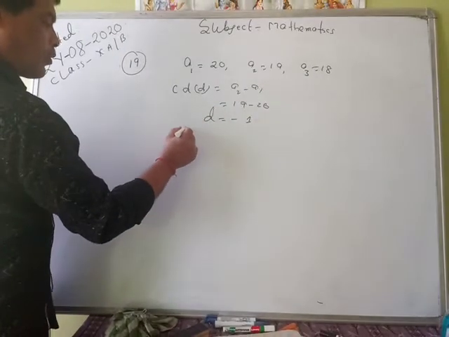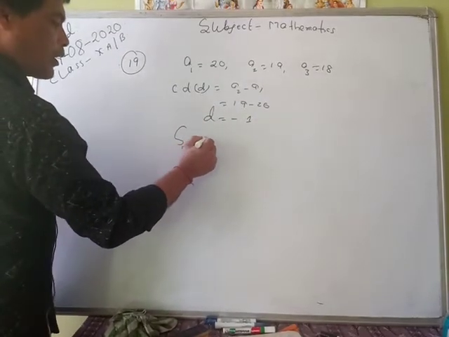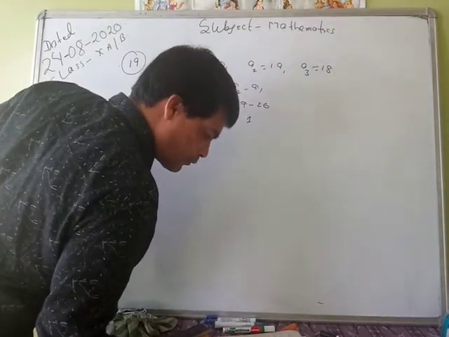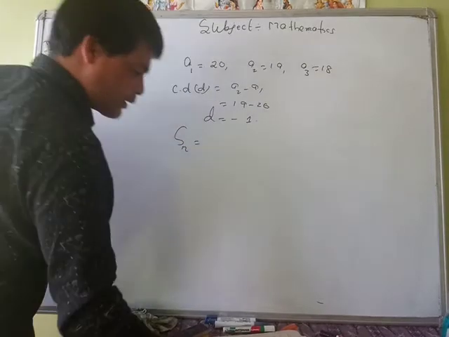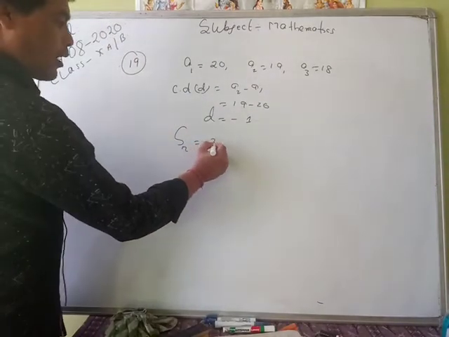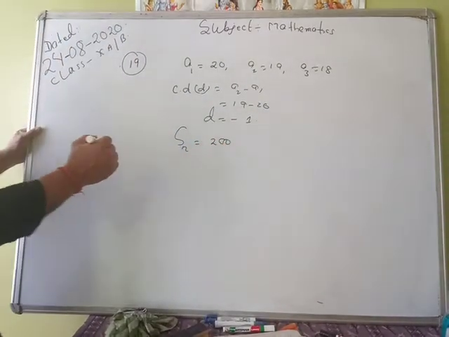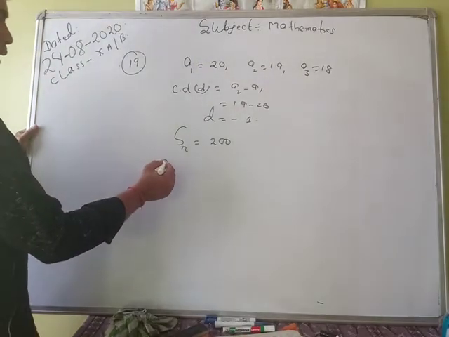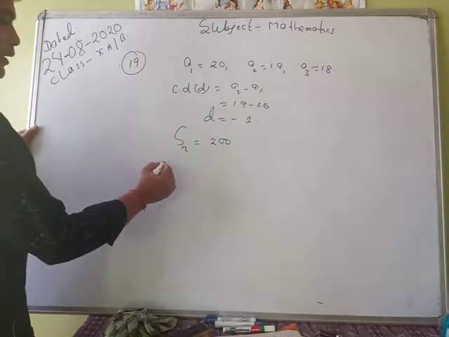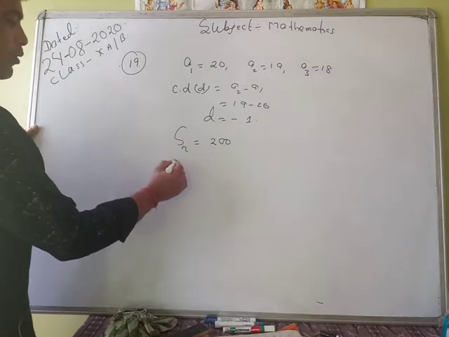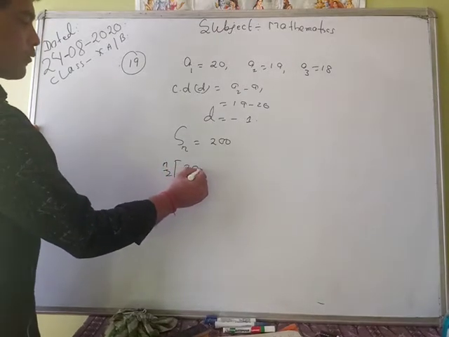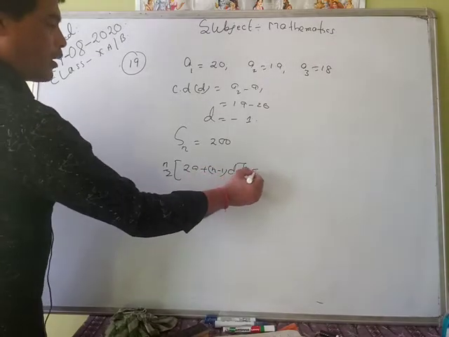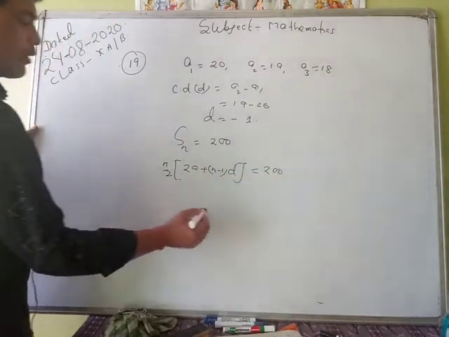And then total number of logs in this stack is how much? Total log is 200, that is Sn is 200. Then we have to apply the formula Sn. Then Sn formula is n by 2, bracket start 2a plus n minus 1 into d equal to how much, 200.